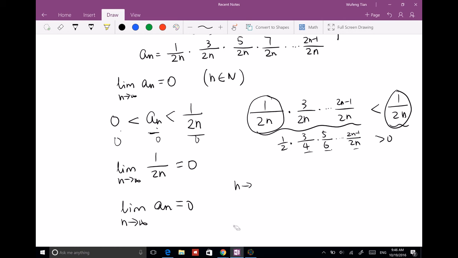Does it make sense, everyone? Yes? A number is bigger than 0, but it converges to 0. So a_n is bigger than 0 and less than 1 over 2n, but 1 over 2n converges to 0. So a_n must converge to 0 too. That makes sense, right?